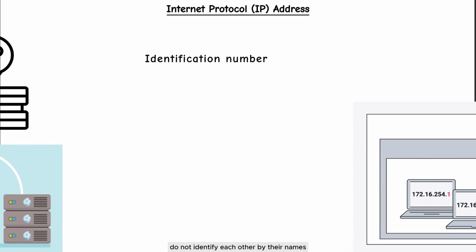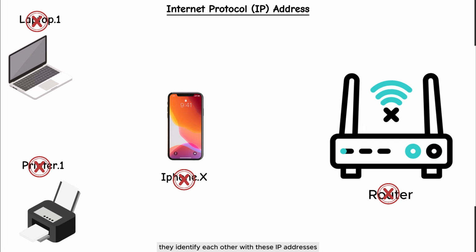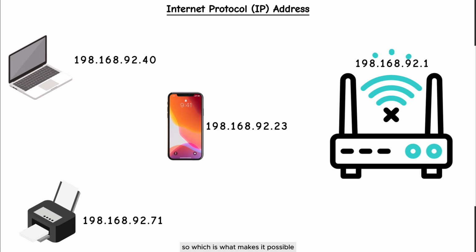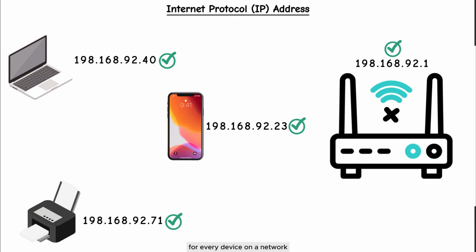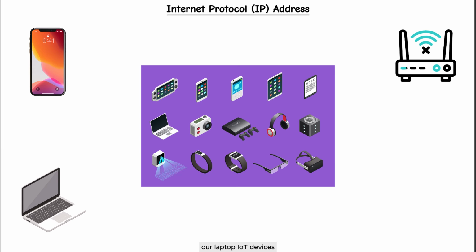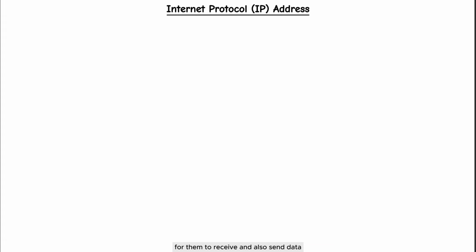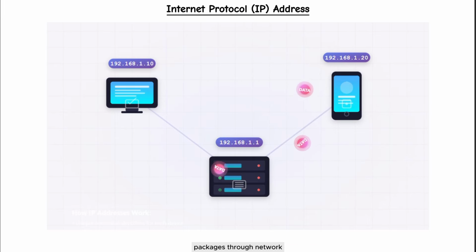Devices on a network do not identify each other by their names as we know them. They identify each other with these IP addresses. This is what makes it possible for every device on a network, from routers to smartphones, laptops, IoT devices, web servers and everything, to receive and also send data packets through the network. So now that we know what these IP addresses are, let's take a second to talk about the different types of IP addresses.